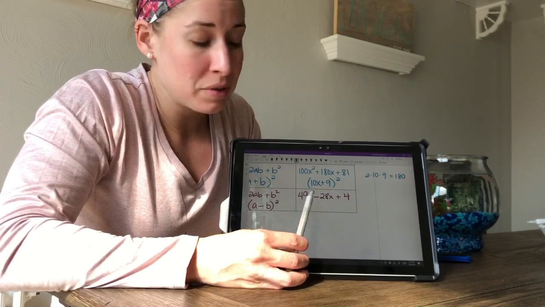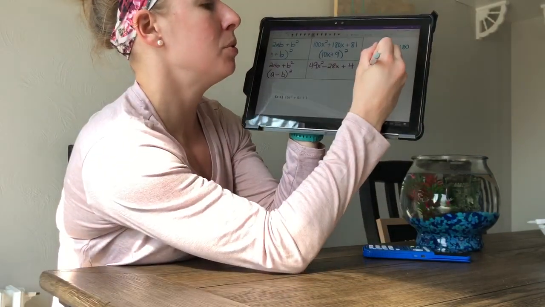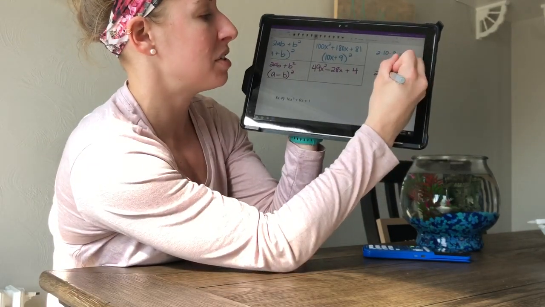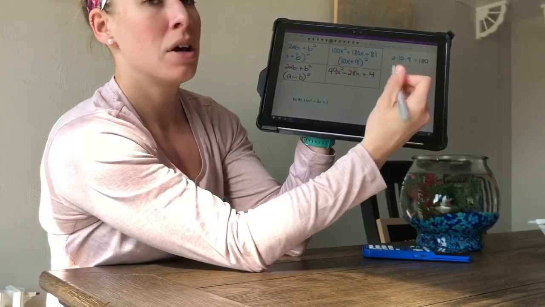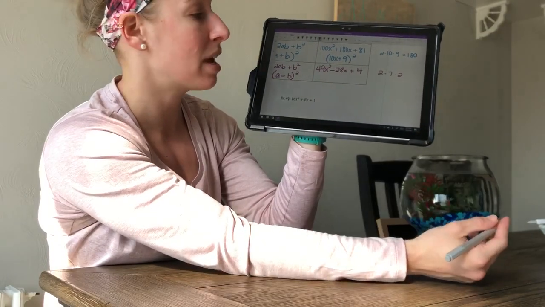So 49 is a perfect square, 4 is a perfect square. That middle term is 2 times a times b. A is the square root of the first term, which is 7, and b is the square root of the last term, which is 2. So 2 times 7 is 14. 14 times 2 is 28. That's where that 28 came from.